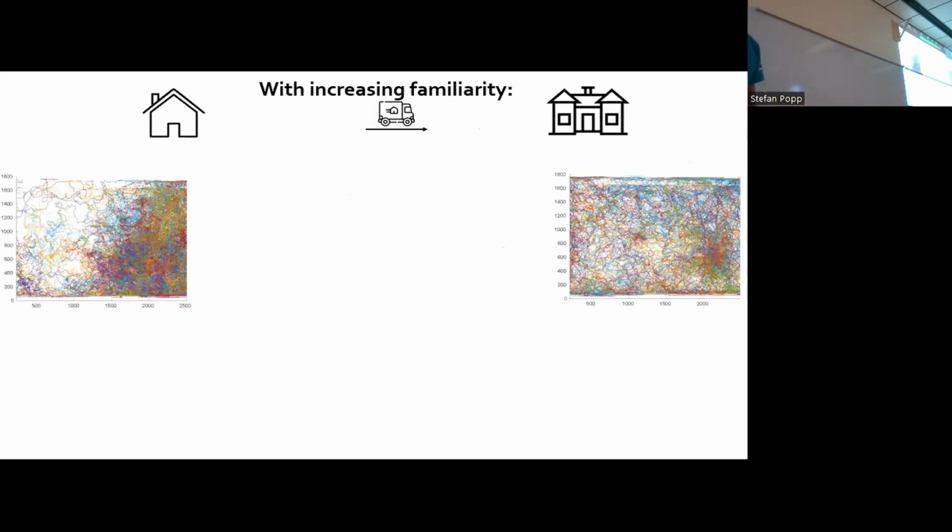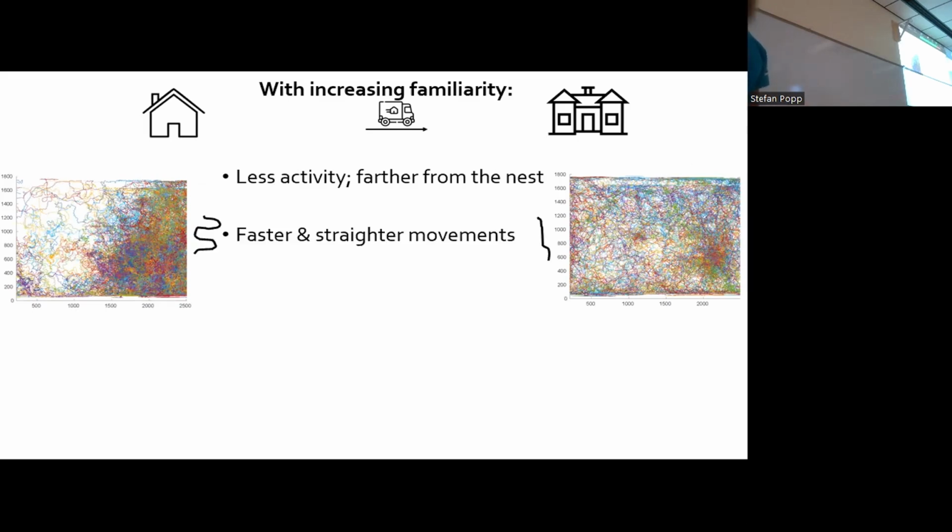In conclusion of that part, with increasing familiarity over days and also within days, there is less activity and the ants are moving farther away from the nest, exploring wider. They're also moving faster and straighter. And this is not only driven by footprints.